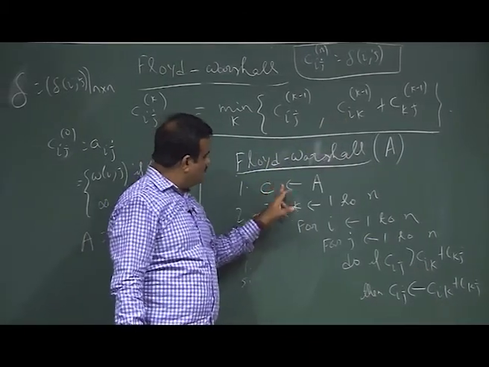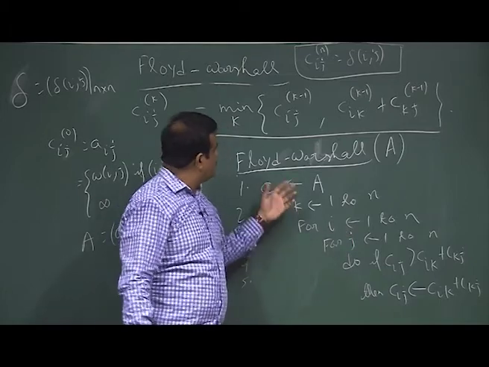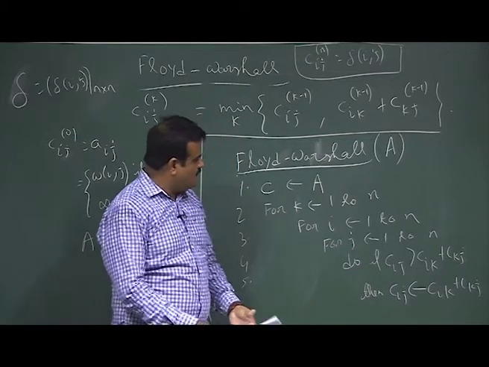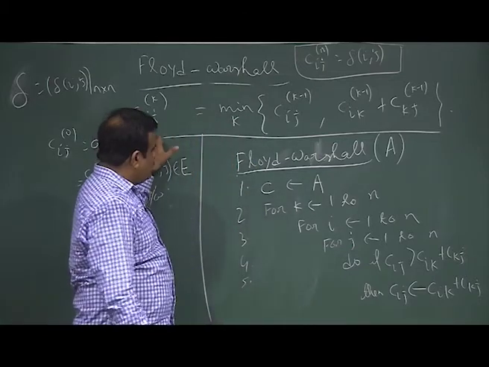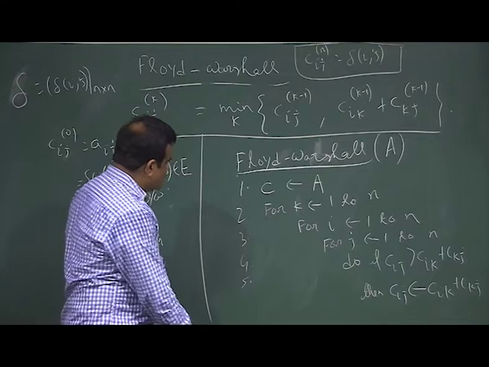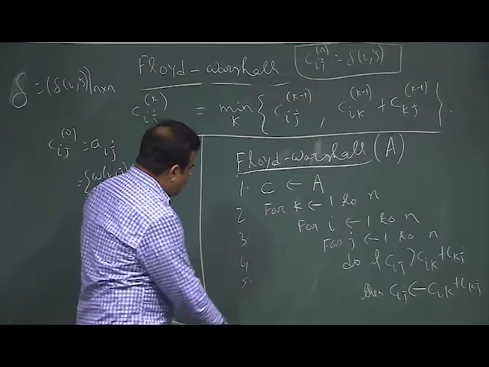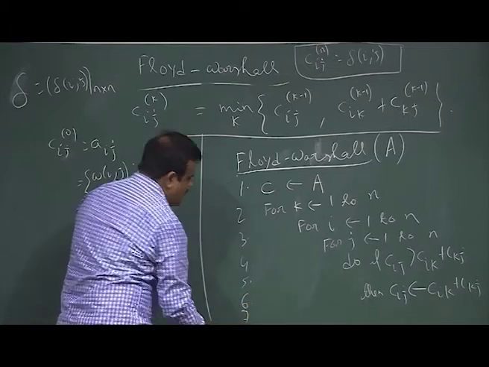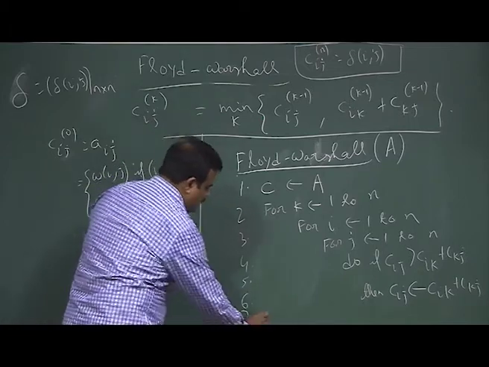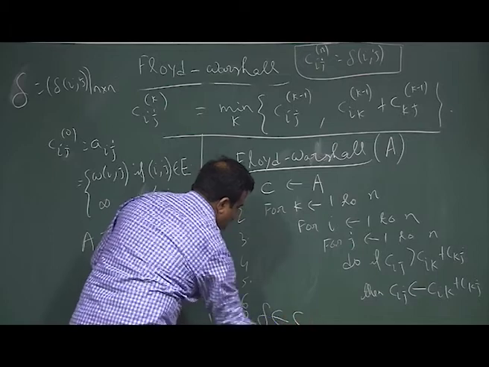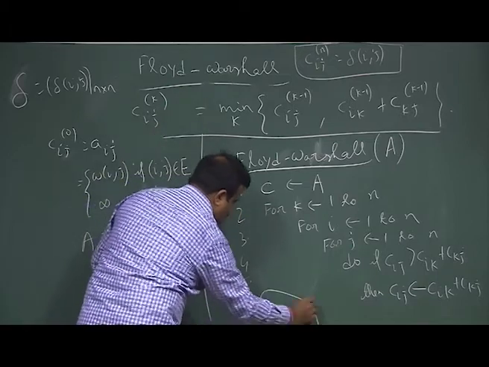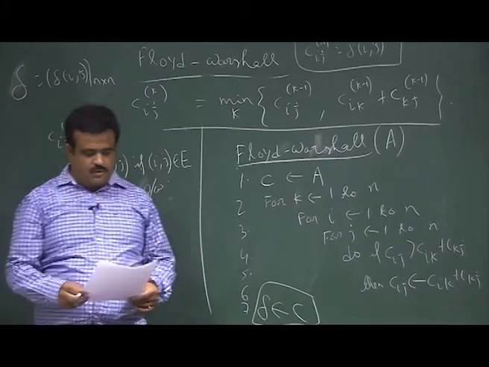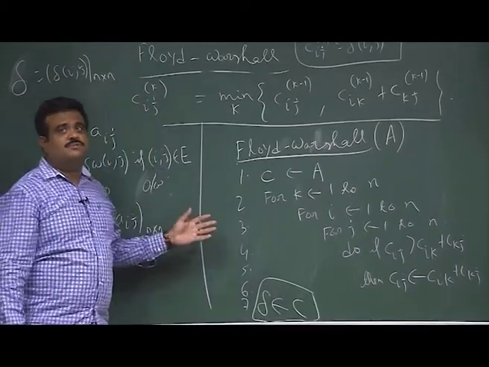We can add a k over here, but that k is basically in the superscript. This is the formula for finding the Cij k, and finally, the C matrix will be our delta for vertices 1, 2, 3, 4, 5, 6, 7. That is our delta. So, delta is basically the C matrix. This is what we are looking to return.